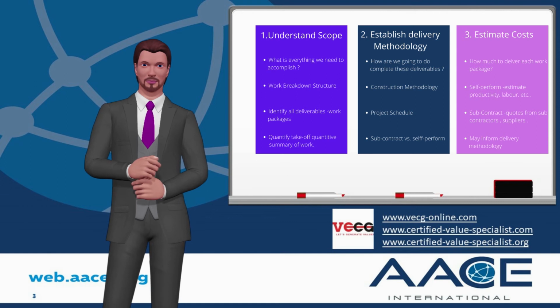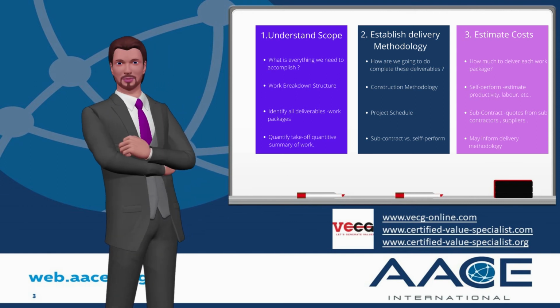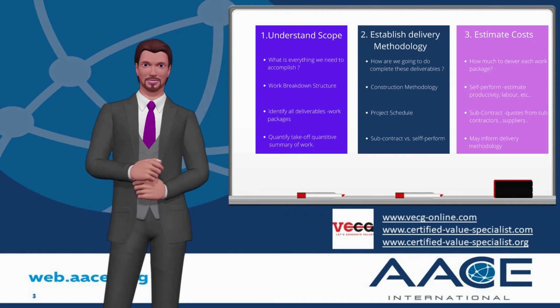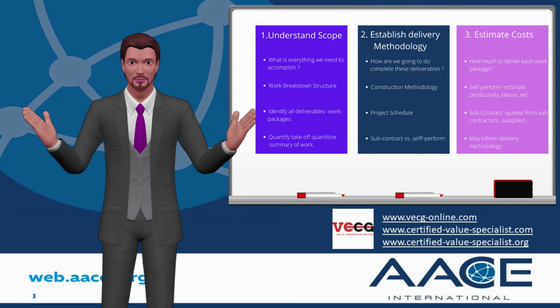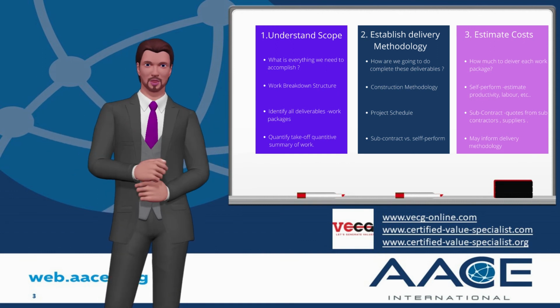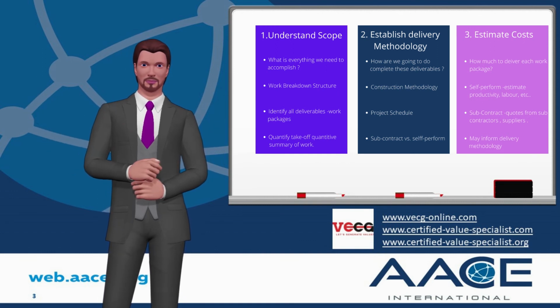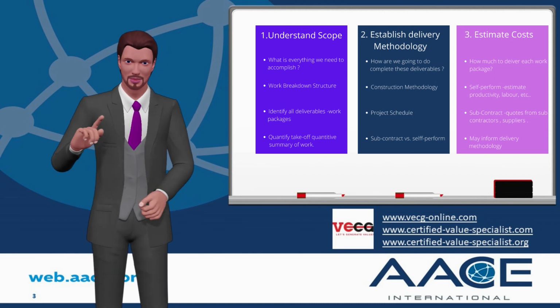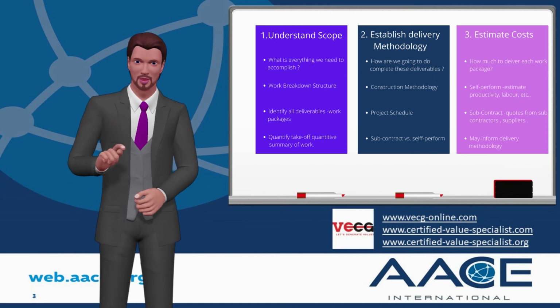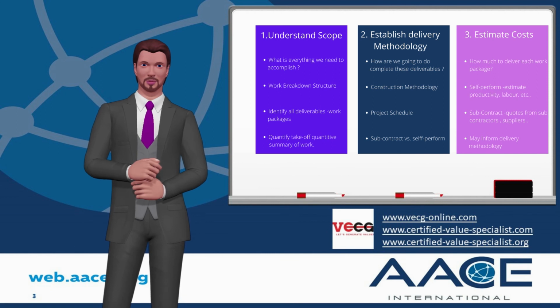And finally in step 3, now we know what has to be done and how we are planning on doing it, we can estimate costs. How much money do we need to complete each work package for our self-performed costs? This will require us to estimate our productivities, our labor plan and materials. When using subcontractors to complete the works, we'll need to get quotes from subcontractors and suppliers.